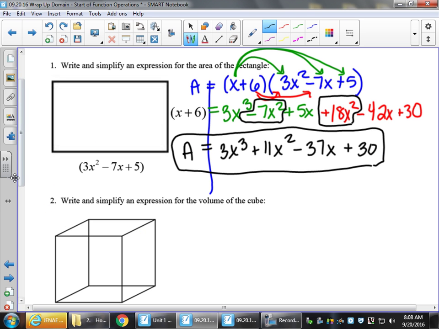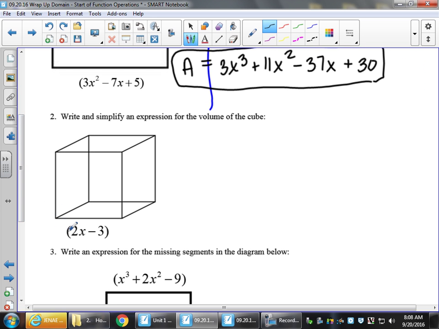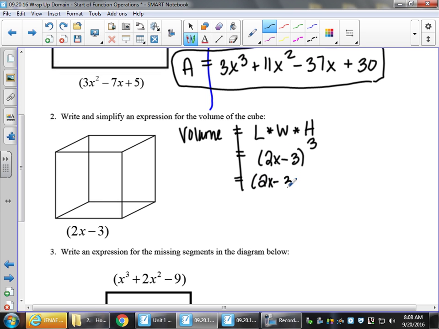Number 2, write and simplify an expression for the volume of a cube. Volume of a cube. What's volume? Volume equals length times width times height. So how am I going to do that? Good. So we're going to do, I hear this. This is good. How are we going to do that? Yes. Now what?